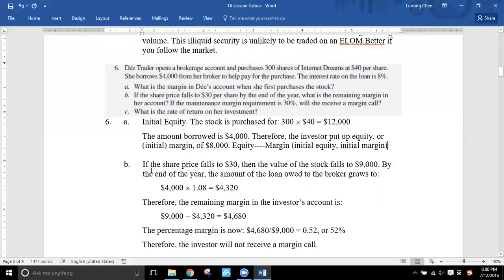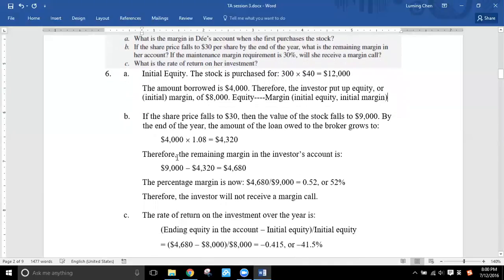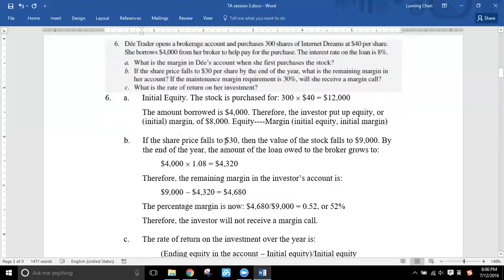If the share price falls to $30, then the value of the stock falls to 300 shares times $30. The value is $9,000. By the end of the year, the amount of the loan owed to the broker grows to, this is the amount she borrows, and this is principal plus interest. So this is the total amount she would pay back. So it's $4,320.